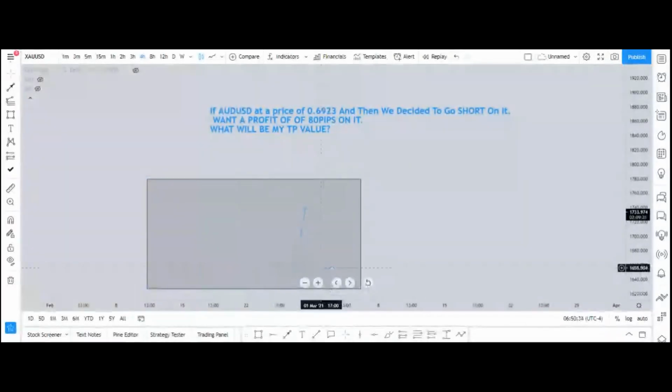Now, if we sell at this area, what are we aiming for as our take profit? It's a common sense question. Remember, when buying, we are aiming for higher prices as our take profit. If we are selling in the financial market, we are aiming for lower prices, right?